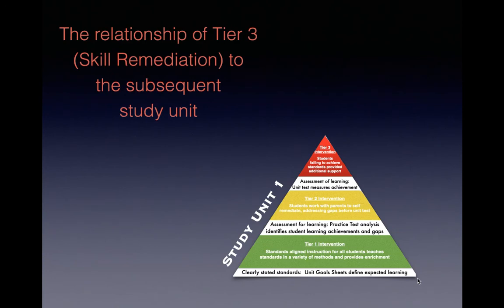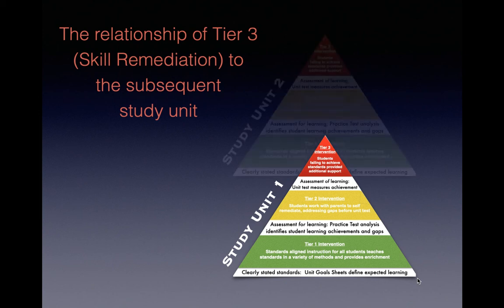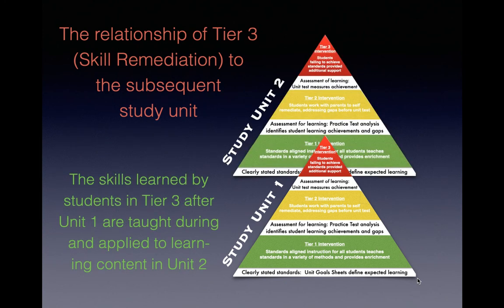So, as you can see, Tier 1 and Tier 2 intervention both happen during Unit 1. Tier 3, though, actually happens while we have started our next unit. But it's important to address those roadblocks so that we don't have the same failure over and over again for the same reasons. We need to address those roadblocks so that they can be successful on Unit 2.